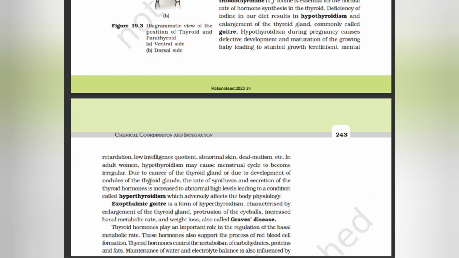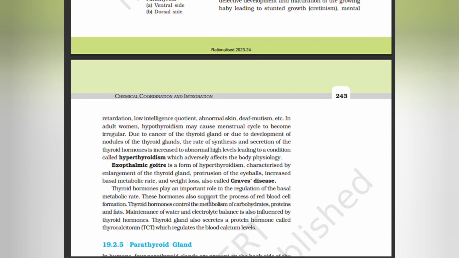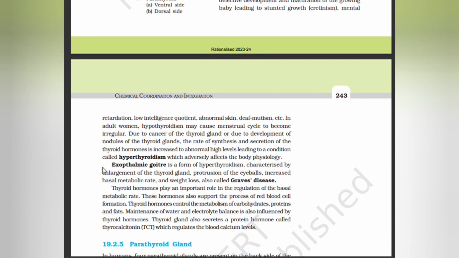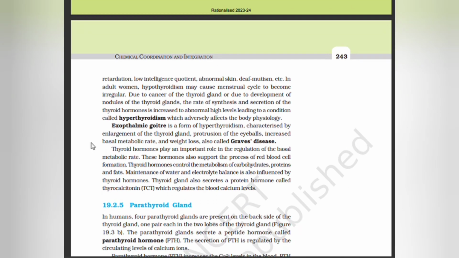Due to cancer of the thyroid gland or due to the development of nodules of the thyroid gland, the rate of synthesis and secretion of the thyroid hormone is increased to abnormally high levels, leading to a condition called hyperthyroidism, which adversely affects the body physiology. Exophthalmic goiter is a form of hyperthyroidism characterized by the enlargement of the thyroid gland, protrusion of the eyeballs, increased basal metabolic rate, and weight loss, called Graves' disease.